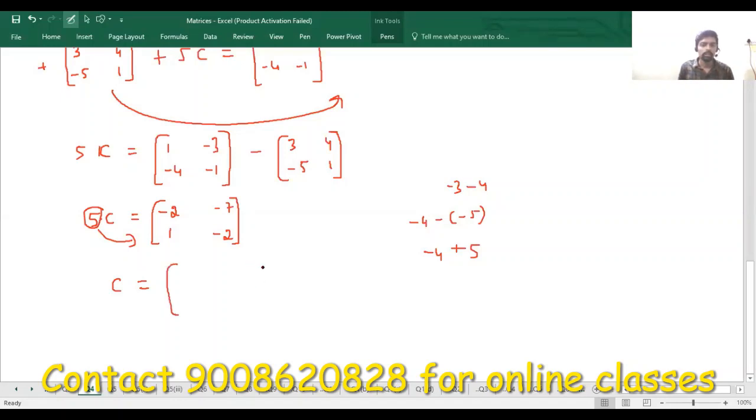So now I'll divide this. So the matrix here will be minus 2 by 5, minus 7 by 5, 1 by 5, minus 2 by 5. So this is the value of C. So this is sub question 3, guys. I hope you are getting this. Chat in to me, guys. Shall I go to the next question?